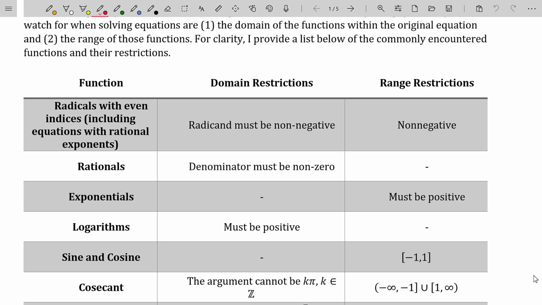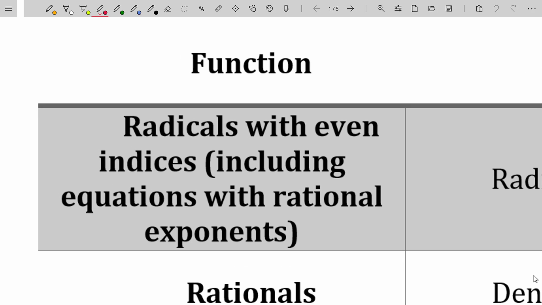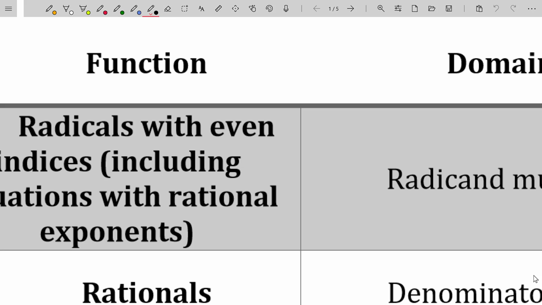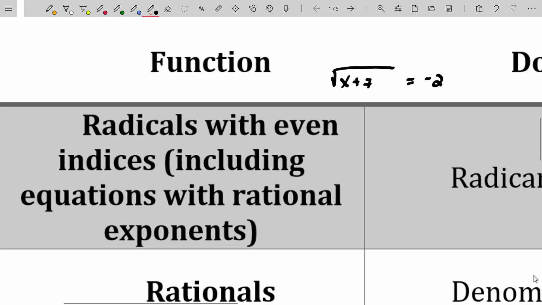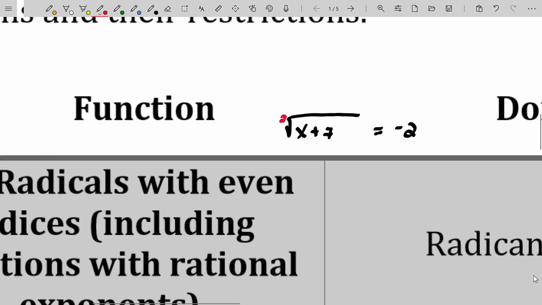All right, so let's talk about the functions that we normally see within equations and their domain and range restrictions. For example, radicals. If you have an equation that has a radical within it, let me go ahead and write one up above. The square root of x plus 7 is equal to -2. It's a silly little equation you would solve in Algebra 1, and you couldn't even solve it, and we'll talk about why. But notice the index on that is even. If you don't see an index, it's because it's assumed to have a 2 there. If it was a cube root, it would have a 3, and so on and so forth.